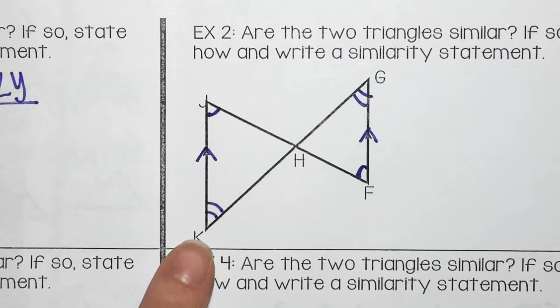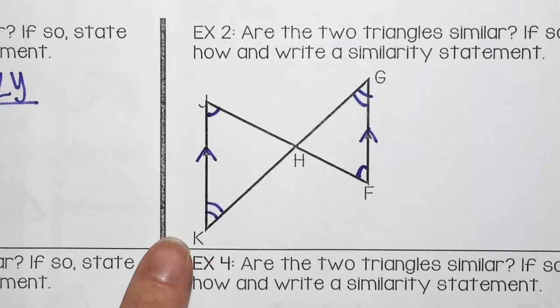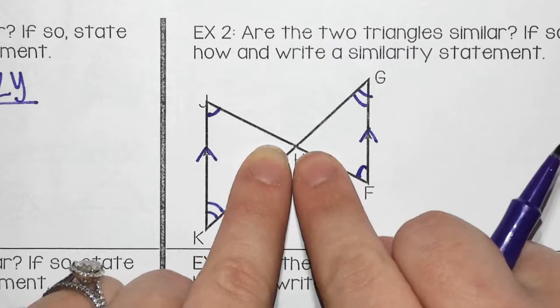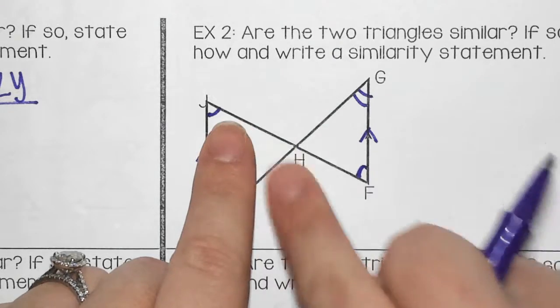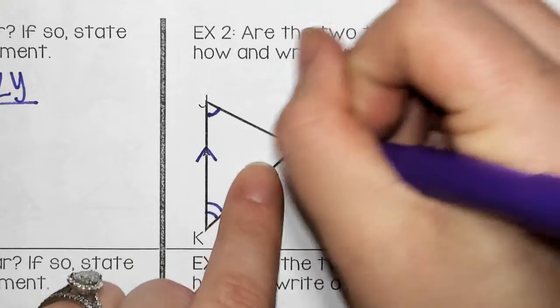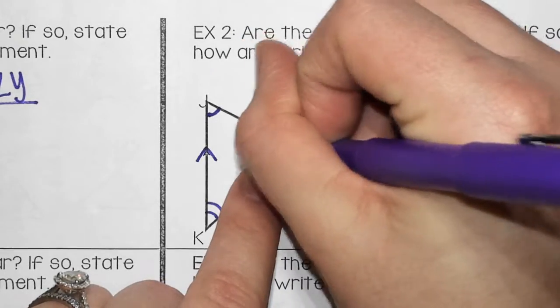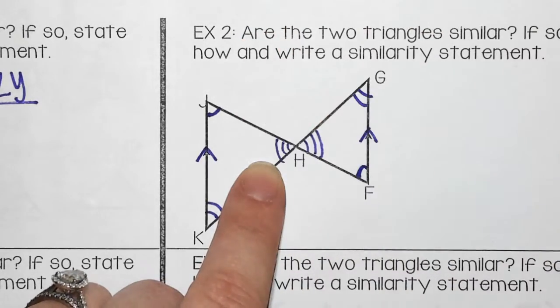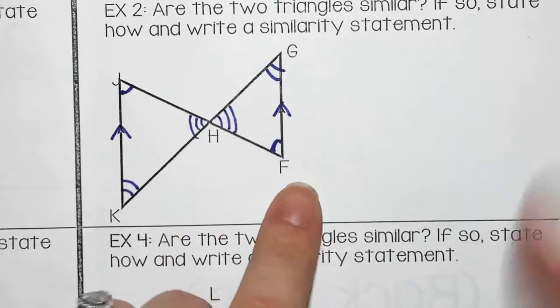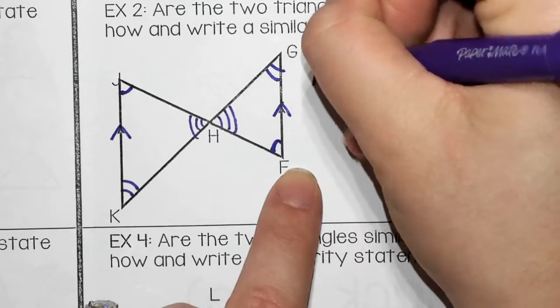Now there's one more. Do I need one more? No, but could I have used this middle one? By what kind of angles are these in the middle? Vertical. I could use them. I don't need to, but I could have. Now, are these two triangles similar? By what? A.